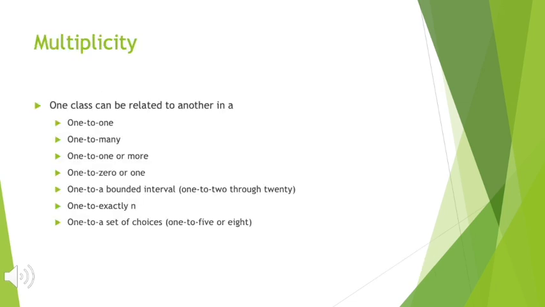And when you're creating a class, you also have to consider the multiplicity. The multiplicity shows the connection between the classes. There's one-to-one relationship, one-to-many, one-to-one or more, etc. Okay, we will go further.